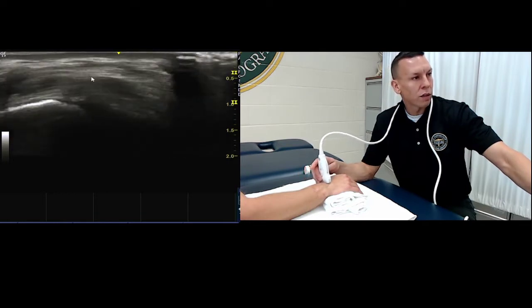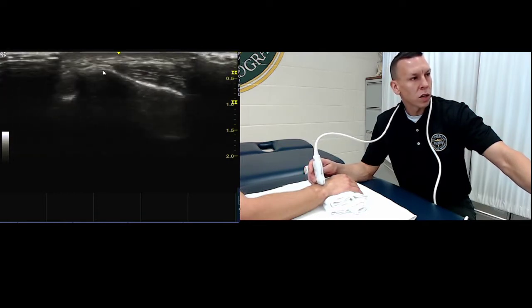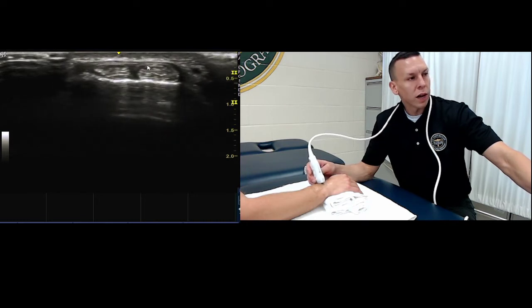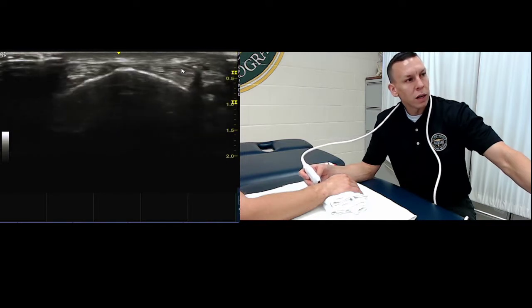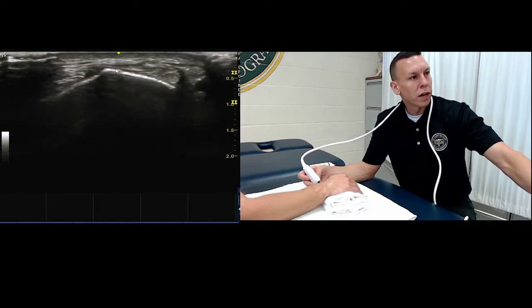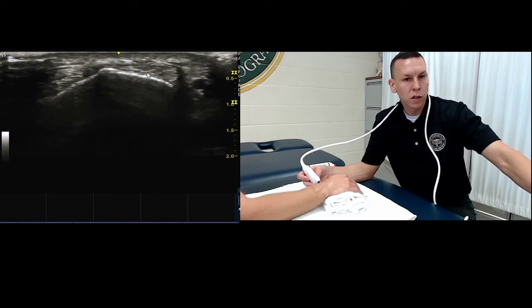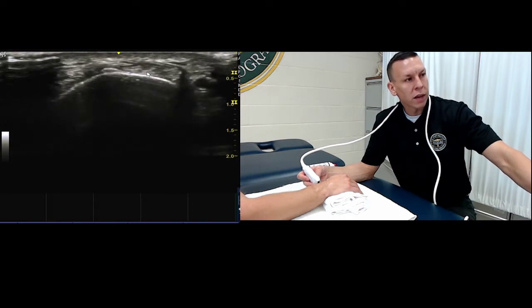So here, again, if we find Lister's tubercle, which is here, the first group of tendons is the second compartment, extensor carpi radialis longus and brevis. And then if we keep sliding, moving the probe, we'll find 2 other tendons here and here. And this is the first compartment. This is where the abductor pollicis longus and the extensor pollicis brevis are.